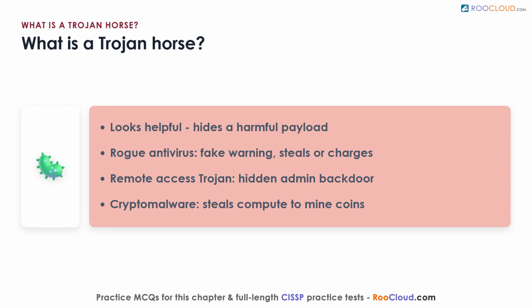The disguises vary widely. Some Trojans pretend to be a game or utility while quietly hijacking your settings for ad revenue. Rogue antivirus fakes a security warning, then either steals your data or charges you to remove itself. A remote access Trojan opens a hidden backdoor that hands an attacker administrative control of your machine. And cryptomalware quietly steals your computing power to mine cryptocurrency for someone else's profit. The common thread is a friendly face wrapped around a hostile core.